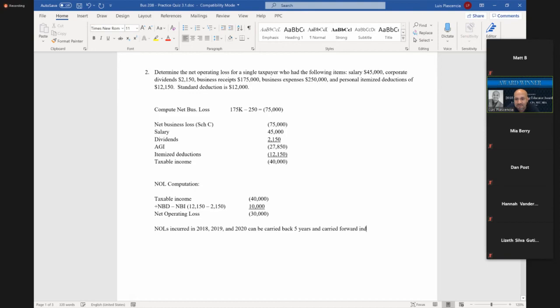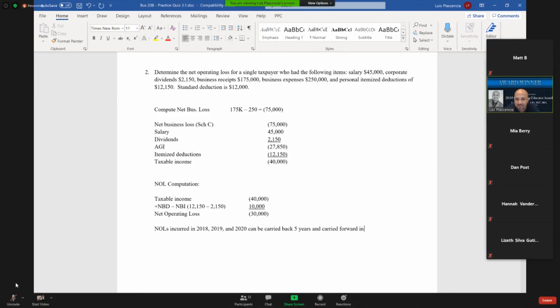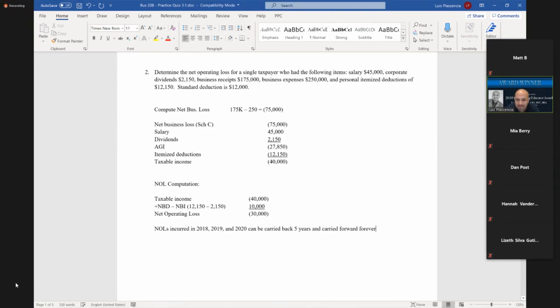Well, it's actually indefinitely. I guess forever, right? Forever, or until exhausted, until used. What else can you tell me about these NOL rules? NOL can offset up to 100% of taxable income in the carry over year, right?